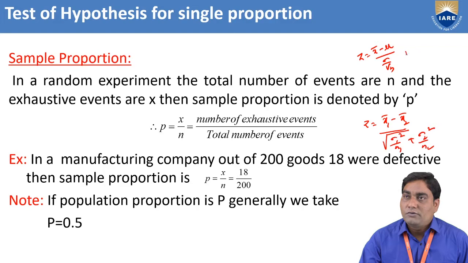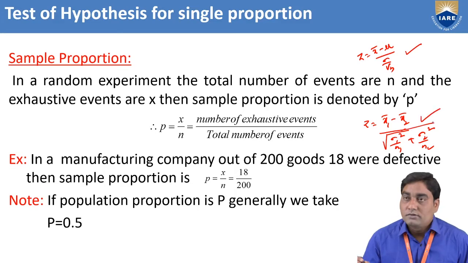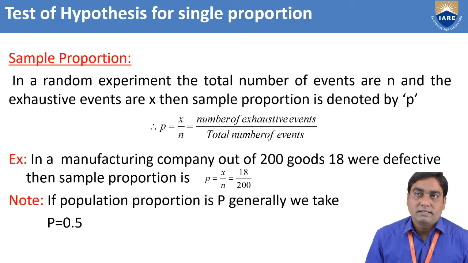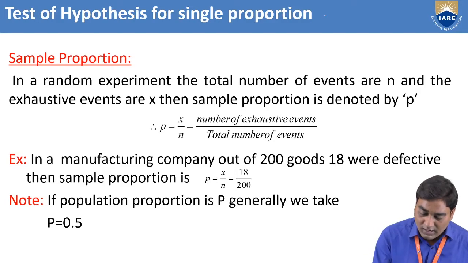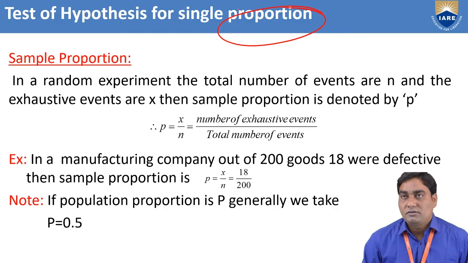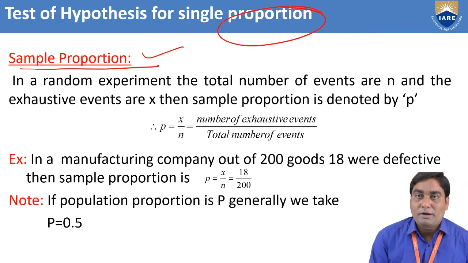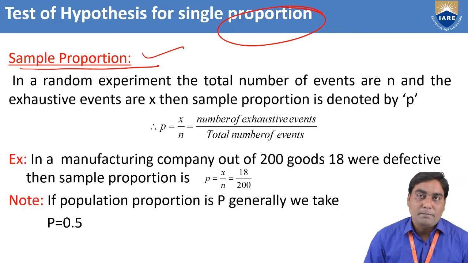In case the problem consists of only one sample, we can use test of hypothesis for single mean. In case the problem consists of two samples, we can use test of hypothesis for difference of means. Now we are going to discuss test of hypothesis for single proportion. Before going to discuss about this test, first we have to learn what is proportion. What is meant by proportion? That is called sample proportion. What is the meaning of sample proportion?